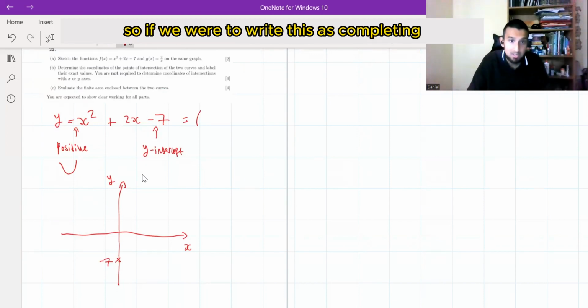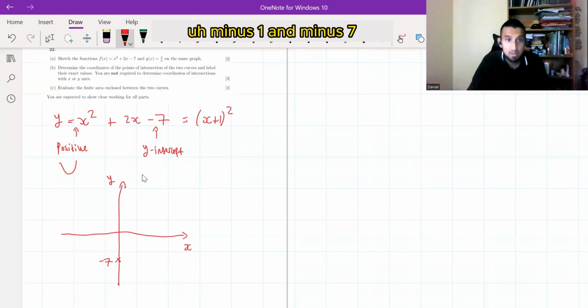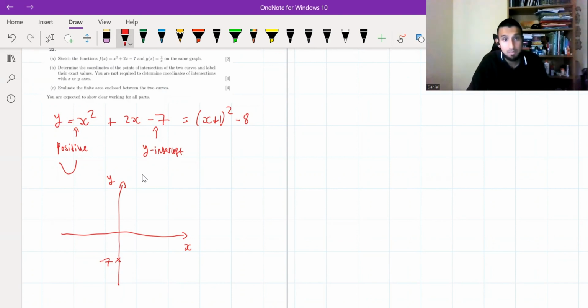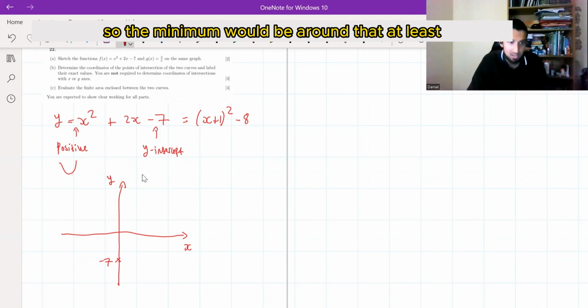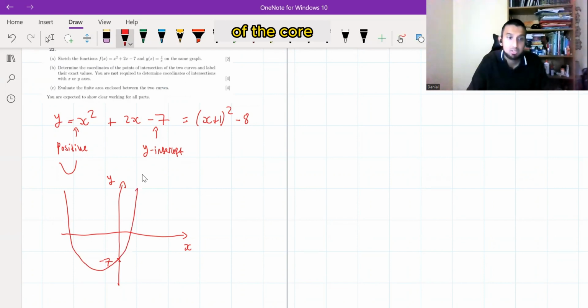So if we write this by completing the square, it becomes (x plus 1) squared, minus 1 and minus 7, which becomes minus 8. Okay, and that means the minimum will be at (-1, -8). So the minimum would be around there. At least that will help us get a better shape of the graph.